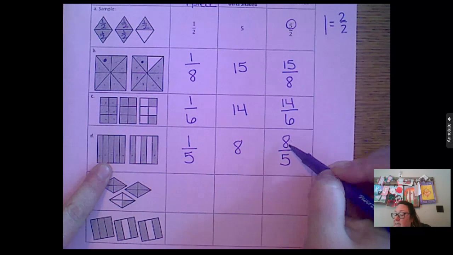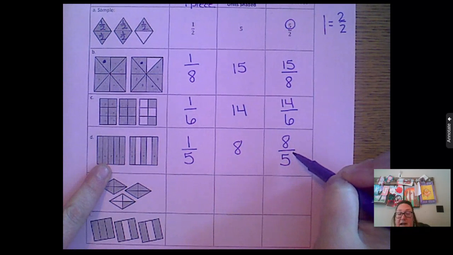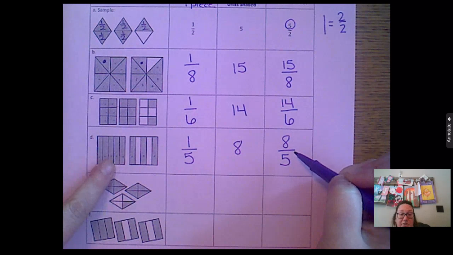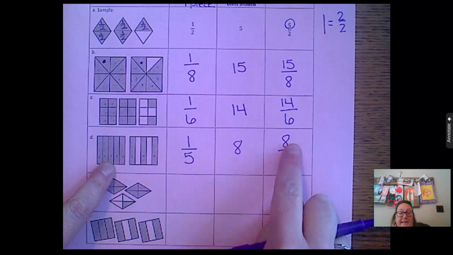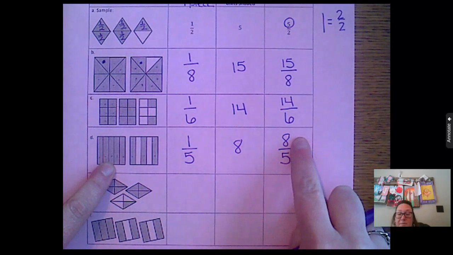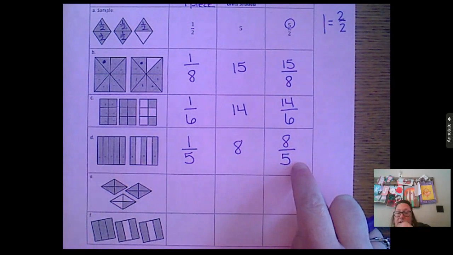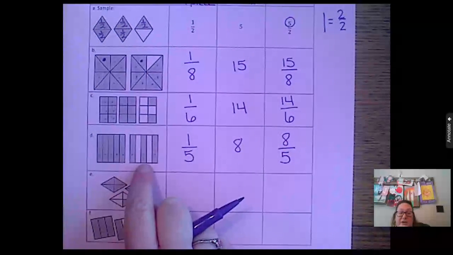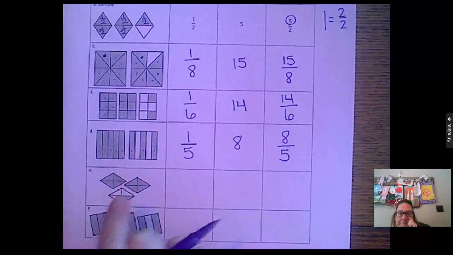And again, since my numerator is bigger than my denominator, 8/5, this is telling me that it's a fraction greater than a whole, which it certainly is because this whole shape is shaded here, plus some on this one as well. So I would expect to see my numerator, the number on top, bigger than my denominator, the number on the bottom, because it is a fraction greater than a whole. Here's a whole with some more that is shaded as well.